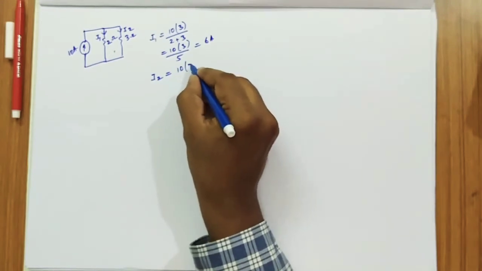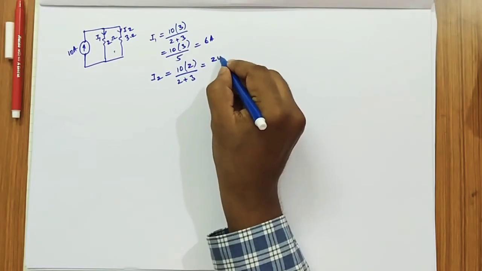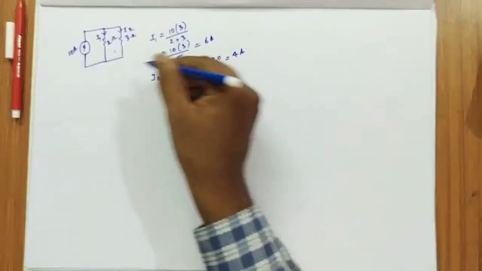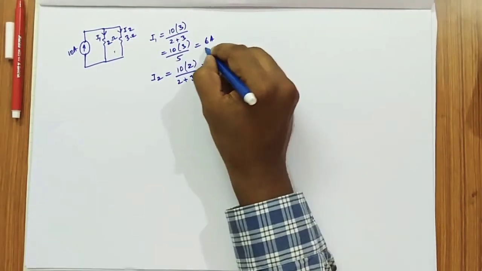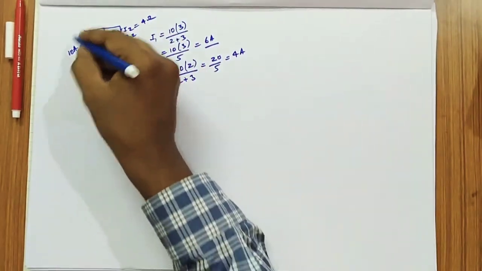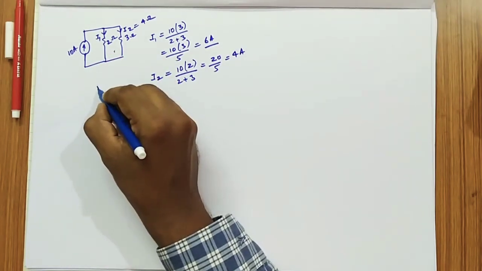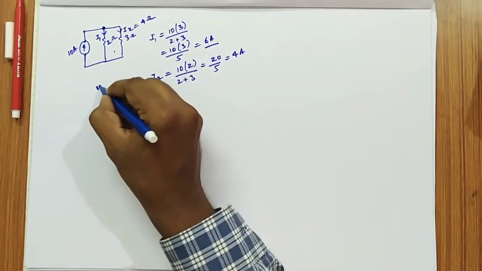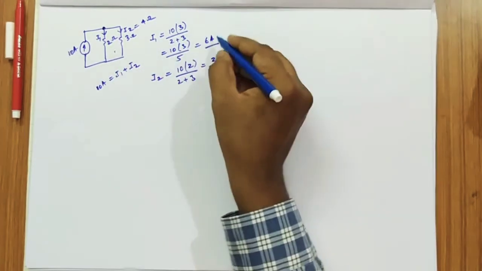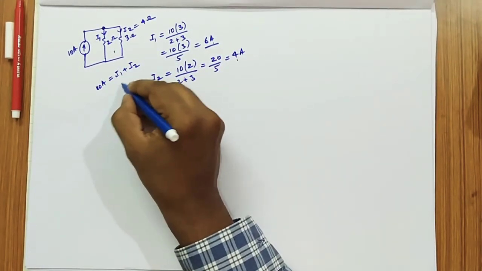And I2 equals what? 10 into the other resistance 2 by 2 plus 3. So you will get 20 by 5, which is 4 amps. So I1 is 6 amps and I2 is 4 amps. Here for KCL, the sum of the currents entering: the current entering at this node is 10 amps, which equals I1 plus I2. You are getting I1 equal to 6 amps and I2 equal to 4 amps, so the KCL is satisfied here.